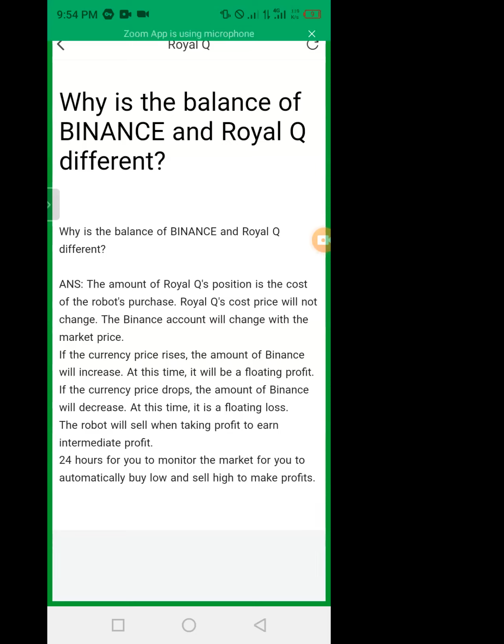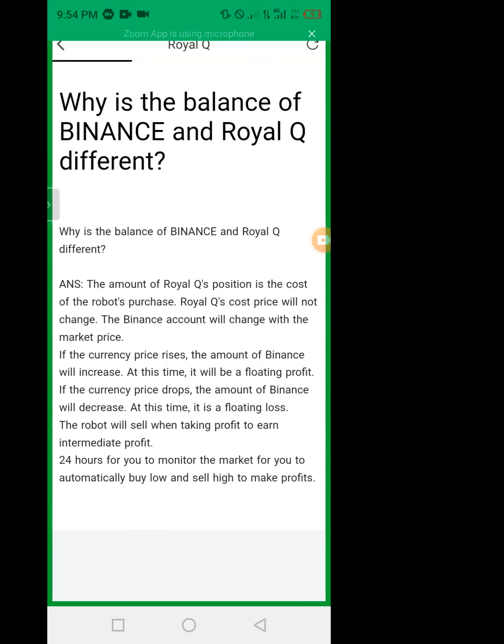But Royal Q will keep telling you that I put this amount of money here. Because the price has gone down, I am not selling. So you will keep on seeing the trade is not moving away. It is still there. Now that is a question, and the answer is there.